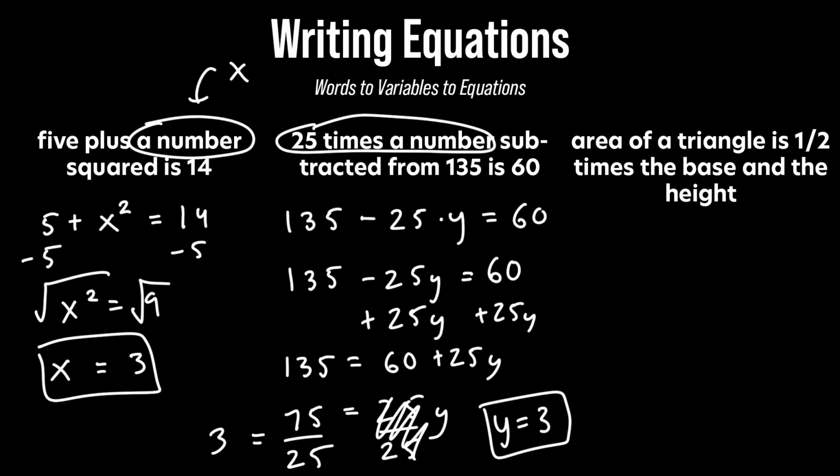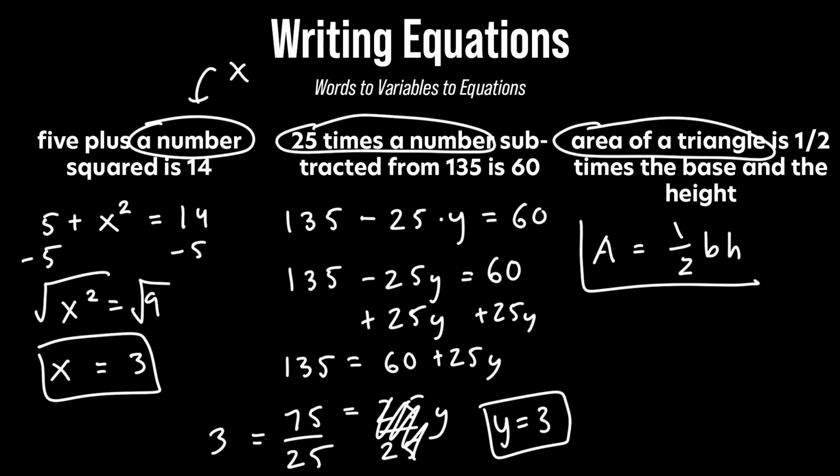Finally, this is actually an example of a formula. And so let's translate these words into the formula that we're trying to explain. And in this case, it's the area of a triangle. So the area of a triangle, which we can represent as A, is 1/2 times the base and the height. So that's going to be 1/2 times the base times the height. And this indeed is the equation for the area of a triangle.